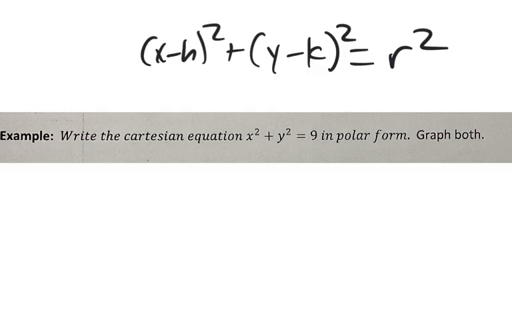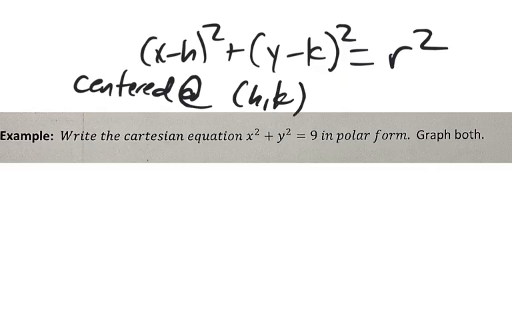It's going to be centered at h comma k. That's where the circle is centered. So whatever is the opposite sign of this number is the center of my circle. And then what's the r represent? R is my radius of the circle.